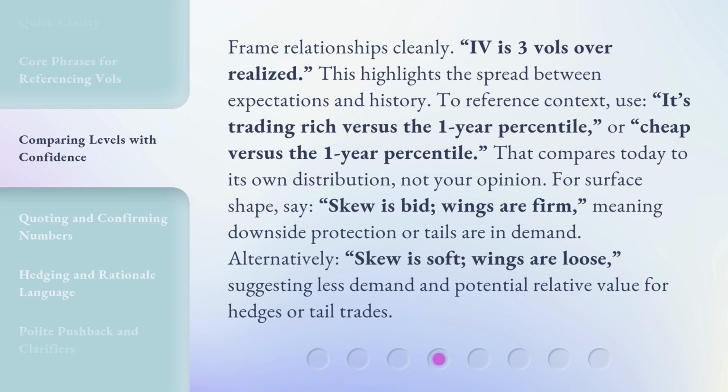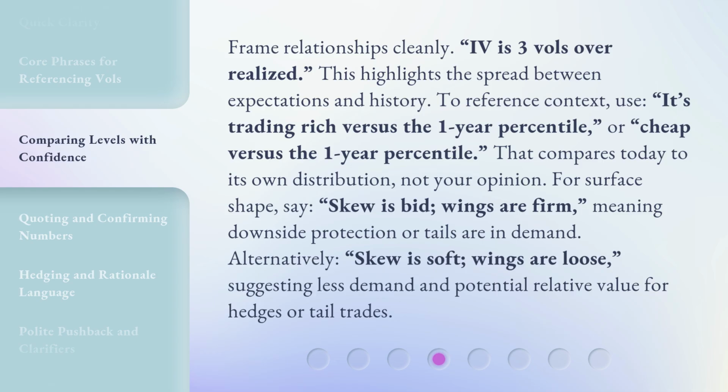Frame relationships cleanly. IV is 3 vols over realized. This highlights the spread between expectations and history. To reference context, use it's trading rich versus the 1-year percentile, or cheap versus the 1-year percentile. That compares today to its own distribution, not your opinion.